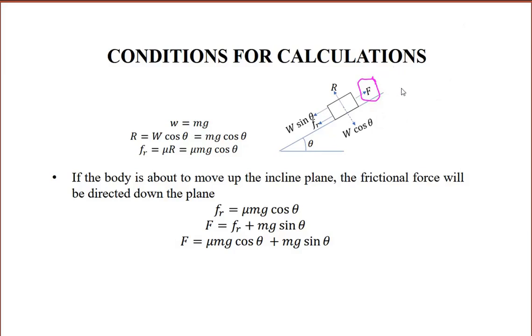Since the body is showing a tendency to move up, the frictional force will move down. So we have again the force moving the body up, which is F, balanced by the sum of the frictional force and the force that tends to move the body down the plane, which is W sine theta, giving us mg sine theta. So the force that tends to move the body up the plane will be mu mg cos theta for frictional force, plus mg sine theta for the force that is parallel to the plane, when the body is showing a tendency to move up the plane.